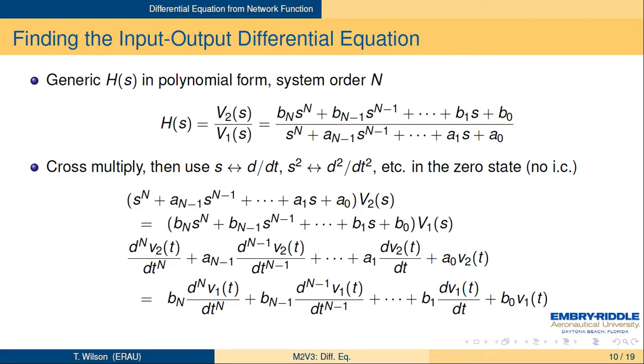So the polynomial turns into the nth derivative of v2(t) plus a_(n-1) times the (n-1)th derivative of v2(t), down to a1 times the first derivative of v2 plus a0 times v2, equals, on the right-hand side, b_n times the nth derivative of v1(t), etc. So we can just cross-multiply the network function times the ratio of the inputs and interpret the powers of s as derivatives.